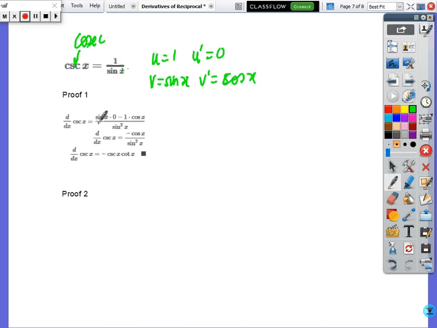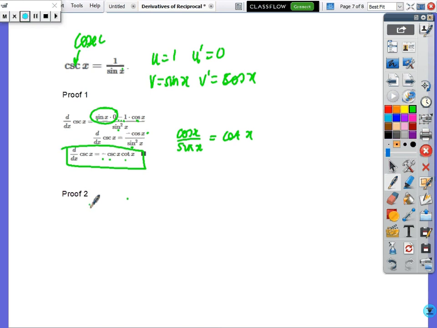So we've got (v u dash minus u v dash) over v squared, so that's 0. Minus 1 times cos x is minus cos x. So we've got cos x over sine x, which is going to be cot x, but it'll be a minus. So there's my minus cot x. But I've still got one sine left, and 1 over sine is cosec. Okay, so that's the first proof, how it works.